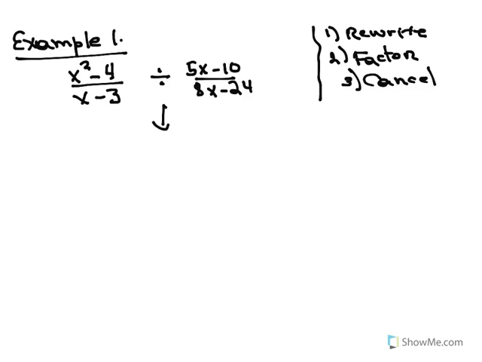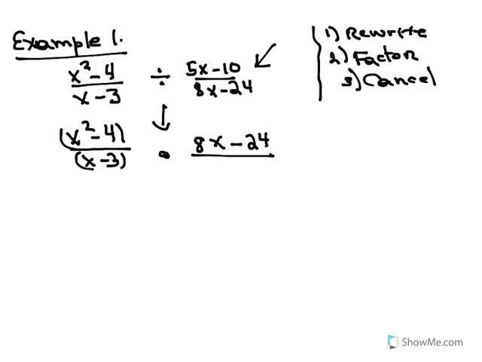Alright, so I'm going to rewrite. So this division is going to be converted to a multiplication. My first fraction stays the same. Let me put parentheses around here, and then what I'm going to do with my second fraction is flip it because I want to work with the reciprocal. So 8x minus 24 goes to the top, 5x minus 10 goes to the bottom. Let me make sure that I have parentheses around these expressions.